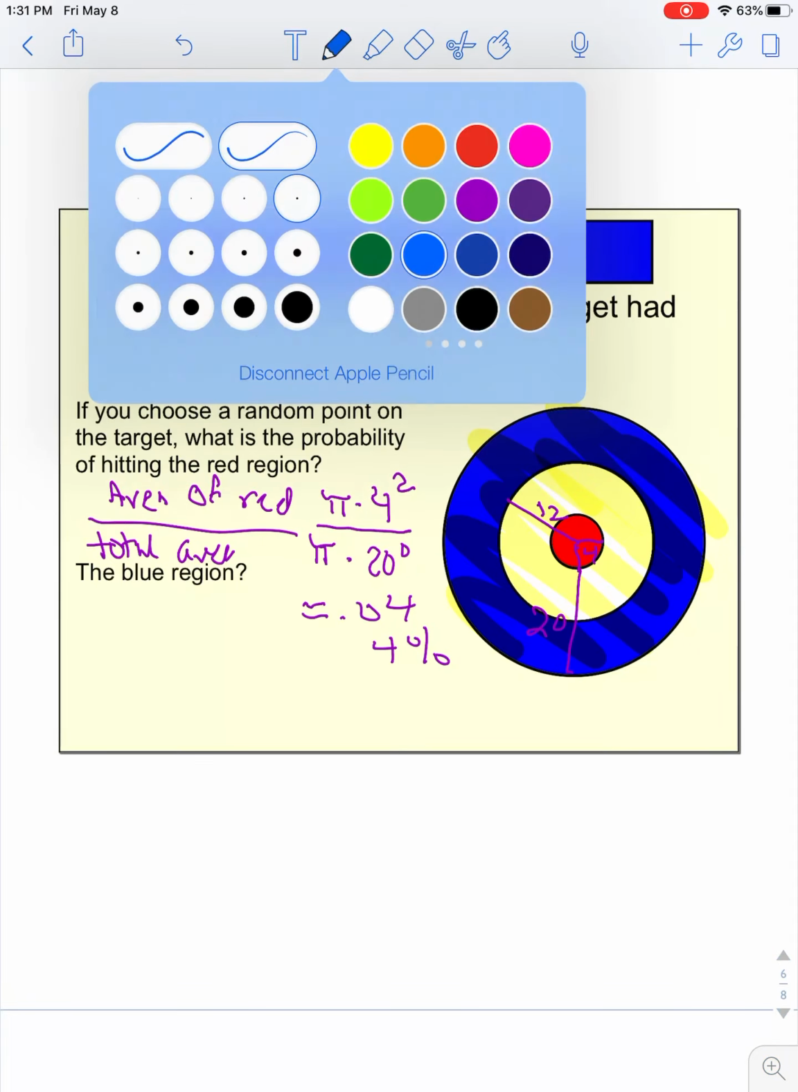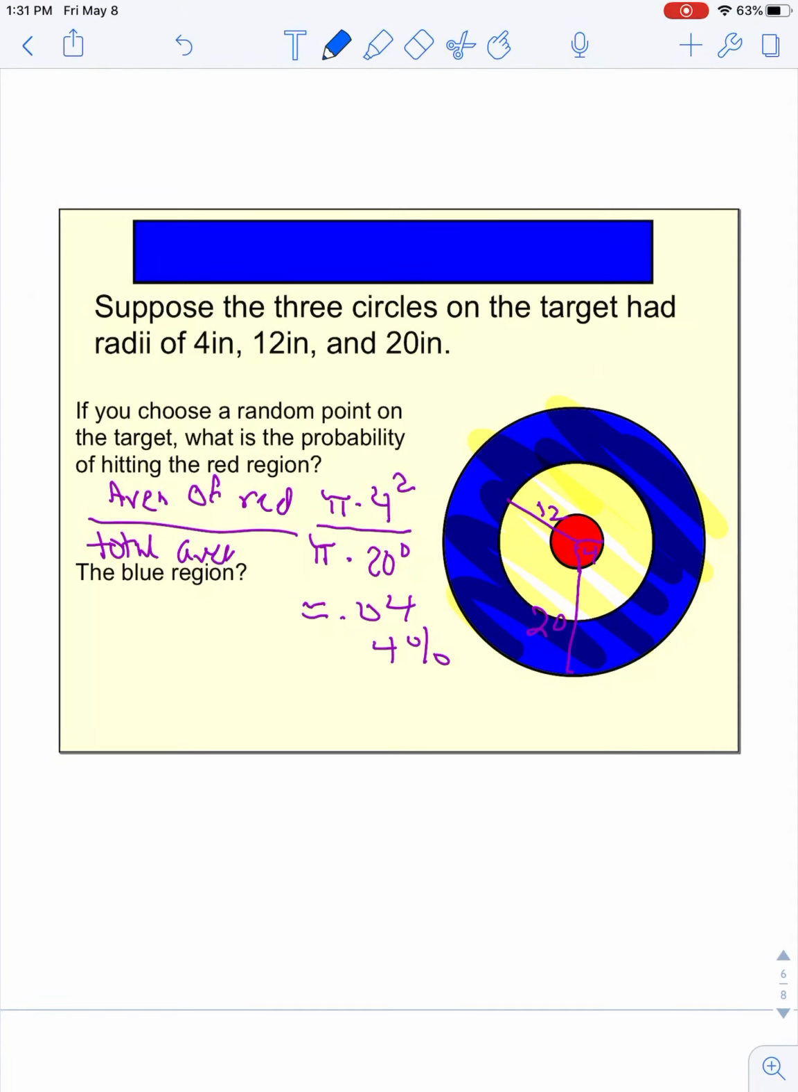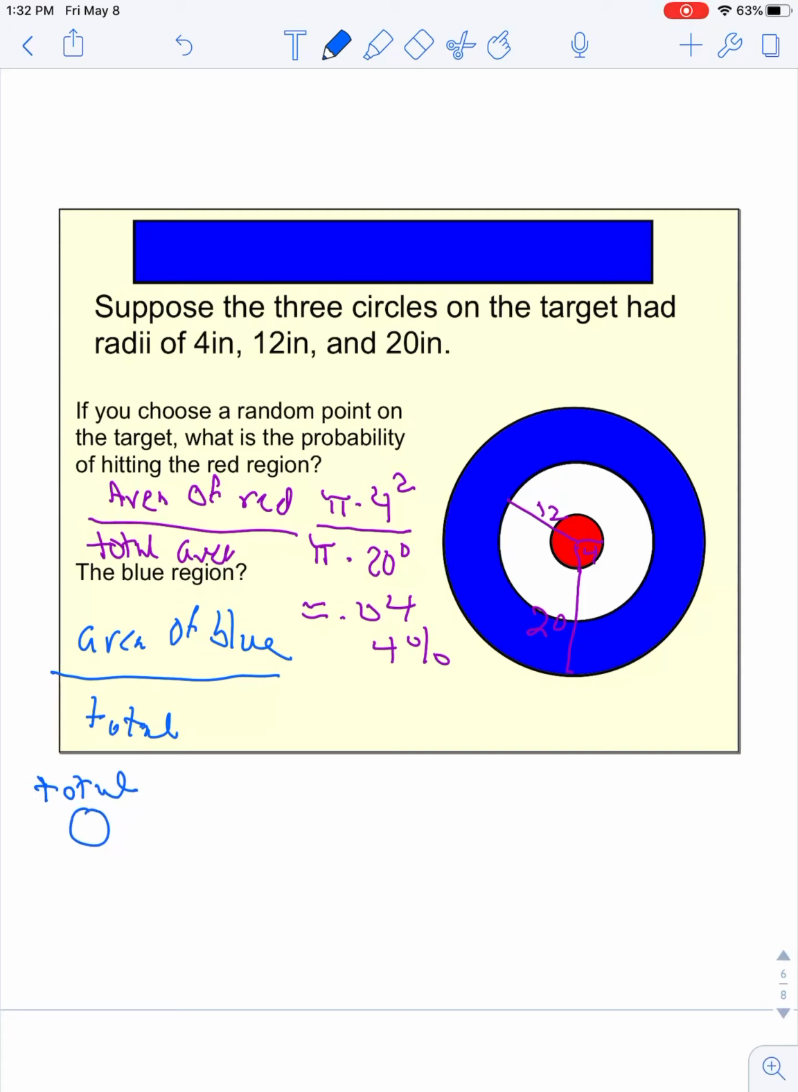So let's work on the second part of this. It says find the probability that it lands in the blue region. Okay, so I'm going to erase this highlight. Now the probability that it lands in the blue region, we have to find the area of the blue region, and then divide that by the total, which we already know. Well, the area of the blue is going to be the area of the total circle minus the white circle. The white plus the red, really.